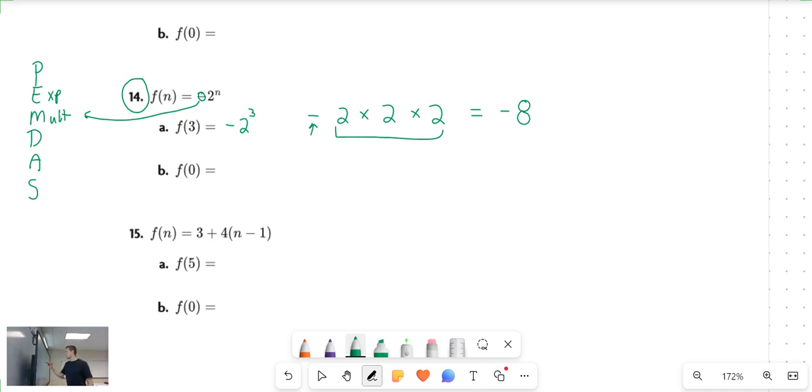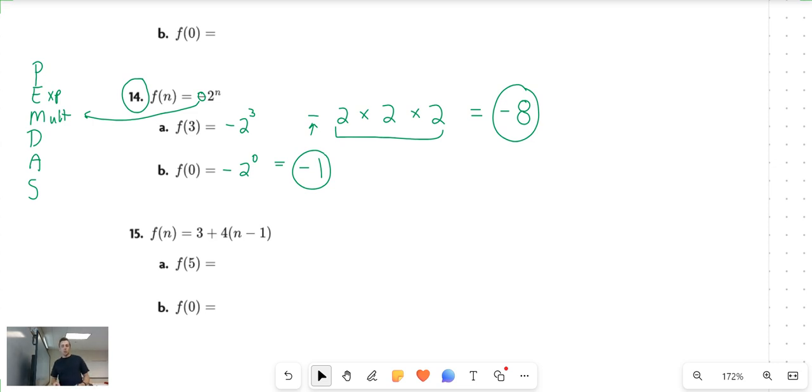And finally, f of 0, this is negative 2 to the 0. So we repeat the multiplication of the 2 0 times. So this is going to be negative, and then the 1, because 2 to the 0 is 1, and then we have that negative sign, so negative 1. And we'll circle both of these, that's fine. You can always circle or square your final answer if you're worried that your work is not the easiest to follow, so I'll circle them, and that will conclude this homework help.